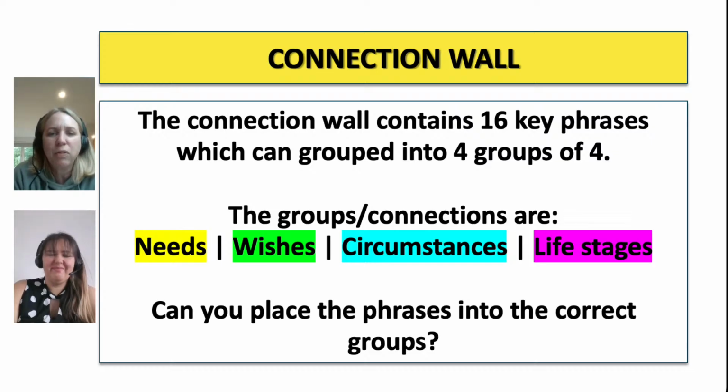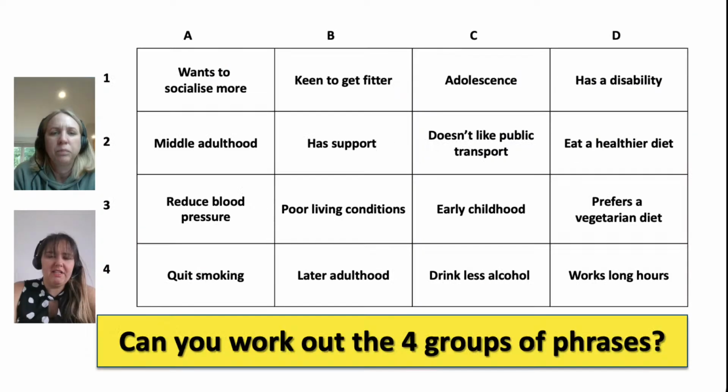Laura, can you take us through our first activity? Absolutely. We're going to have a go at a connection wall. We're going to show you 16 key phrases, and these can be grouped into 4 groups of 4. Our groups are needs, wishes, circumstances, and life stages. Can you place the phrases into the correct categories? In the chat, I'm not expecting you to write out the whole lot. Maybe put needs and A1 if you think that one is, C2 if you think that one is, and so on. Let's see if you can get some of these.